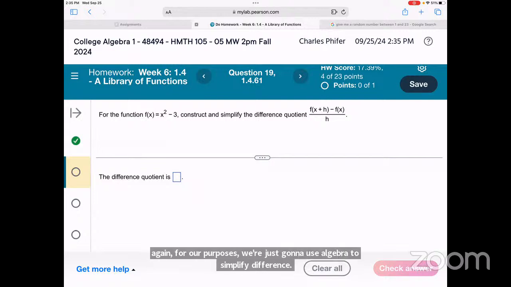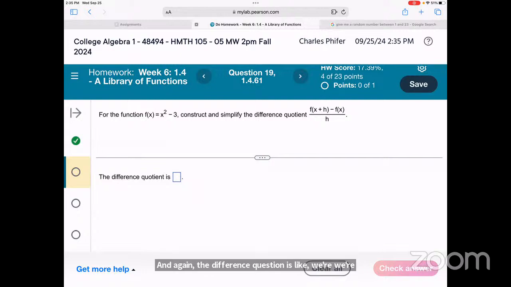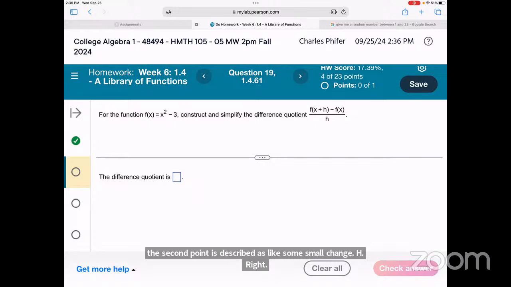And again, the difference quotient is like we're observing how, as that second point gets closer and closer to the first point, the slope created by those 2 points is changing. In the example we had in the last question, the difference quotient was described with f of x versus f of a. So f of a was that second point moving closer to the first. Where this one is, you still have your x, your point in question, but the second point is described as some small change, h, right? So that's the denominator. h is just some small change on the x-axis.